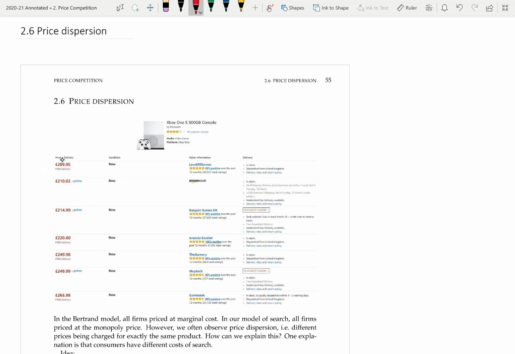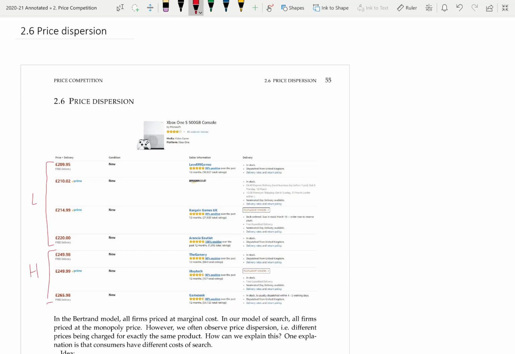And then there are the prices here which are very similar. But at the bottom here, we have some prices which are very different. So this highest price here is £50 more than the lowest price. So roughly we have here two groups of prices. We have some low prices and we have some high prices. So the prices here are different, but they're all for the same product. So how can we explain that?